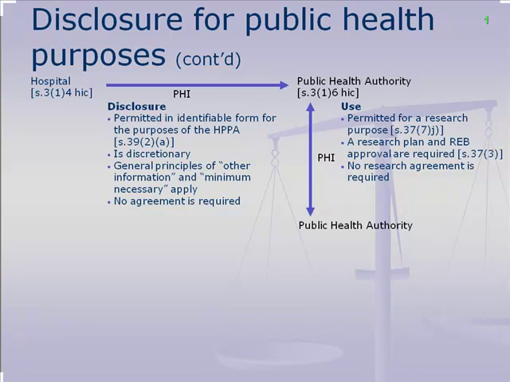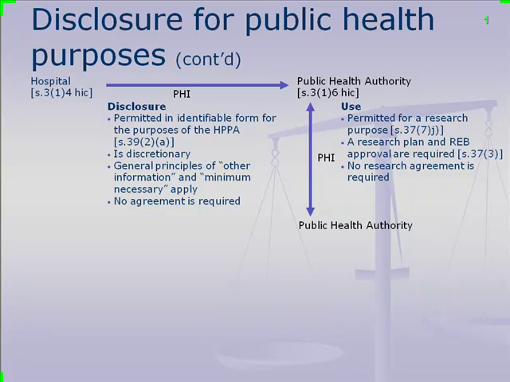So I guess the question that a lot of people might initially have is, we have the hospital that disclosed the information initially to the public health authority for one purpose, i.e. that public health surveillance purpose. And now we have the public health authority wanting to use it for effectively an independent purpose of its own. And the question is, does the legislation allow it? And the answer is yes.